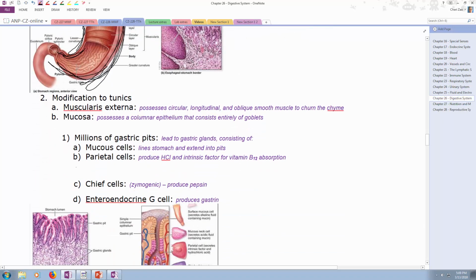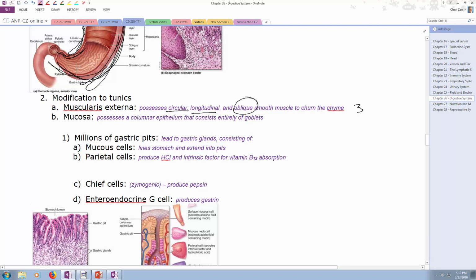When we take a look at the tunics of the stomach, remember tunics are layers or coats, we see that our muscularis externa is not just two, but three smooth muscle layers. We have the circular, which is what we know to expect. We have the longitudinal, which is what we expect, but we have the third layer, which is oblique. This additional layer allows the stomach to function more effectively as a churning organ. The churning is designed to break the foodstuffs mechanically into smaller material to help us with the chyme.